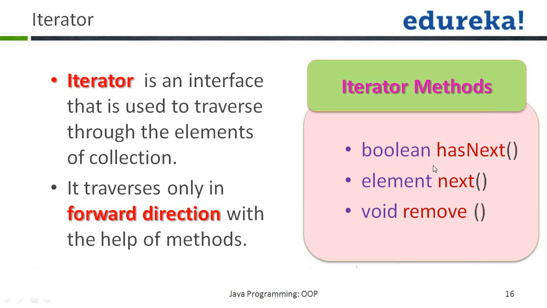So it has certain methods like boolean hasNext, element next, or it can remove the values, which has a return type that is void. Okay, so you can use an iterator to traverse an ArrayList which only moves in the forward direction. I hope you'll remember this.